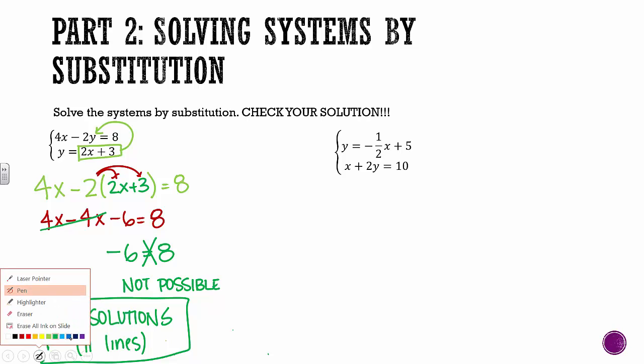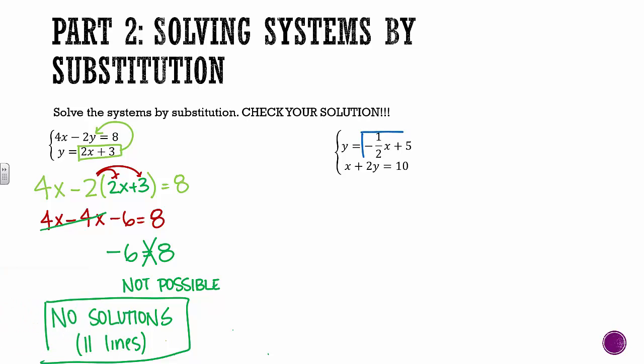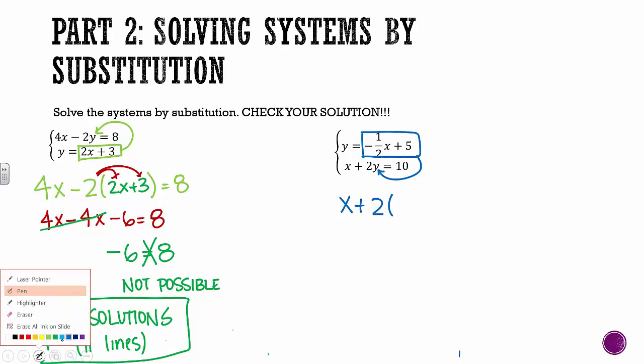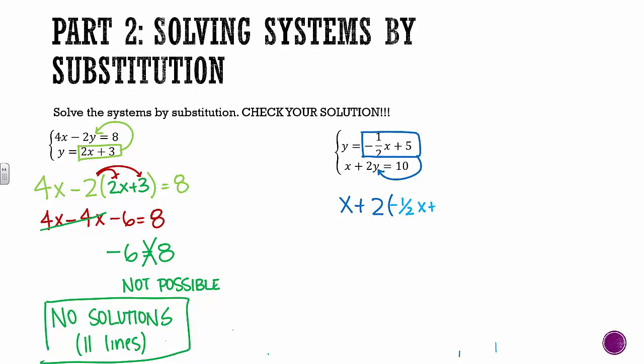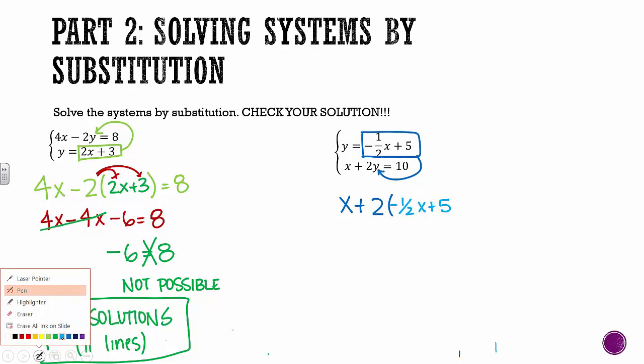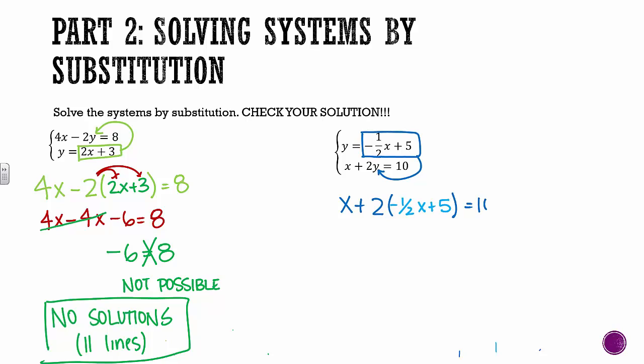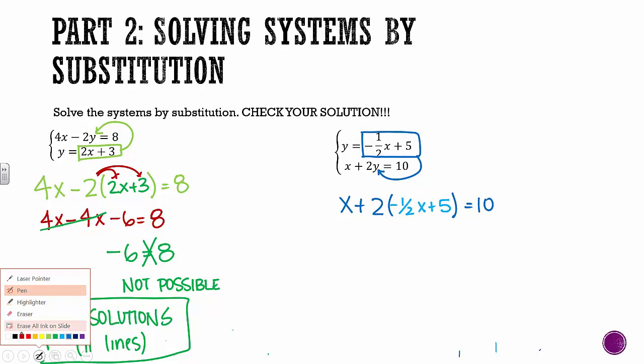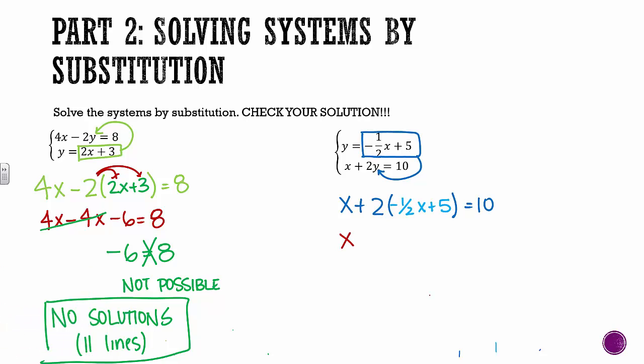So let's try the next one. Again, this is solved for us, so I'm going to take this and replace it with y here. So everything stays the same except the y part. Negative 1/2 x plus 5, and then it still equals 10. So just like before, simplify this. If we distribute here, 2 times negative 1/2 gives us negative 1x. 2 times 5 gives me 10, and it equals 10.